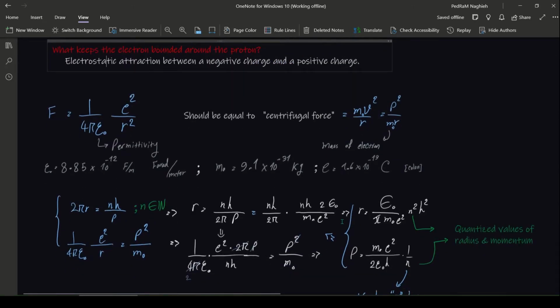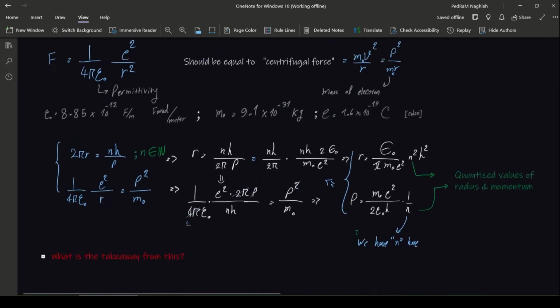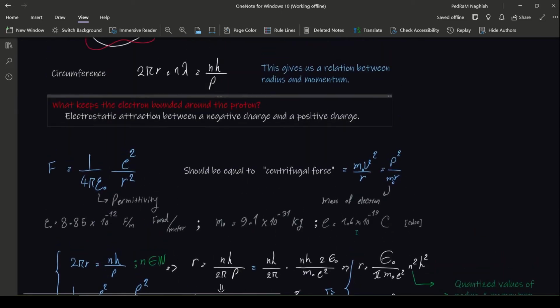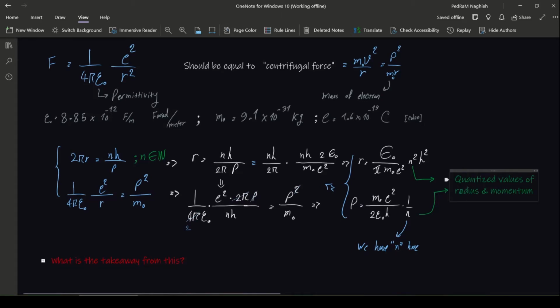We can calculate it. So by doing some math and calculation, we have the radius here, and we have n here, and we have the p here. This p is the momentum. Alright, so we have momentum here, and we have the radius here. Both of them have n, and n is an integer value, and it cannot be continuous. This is a quantized value.